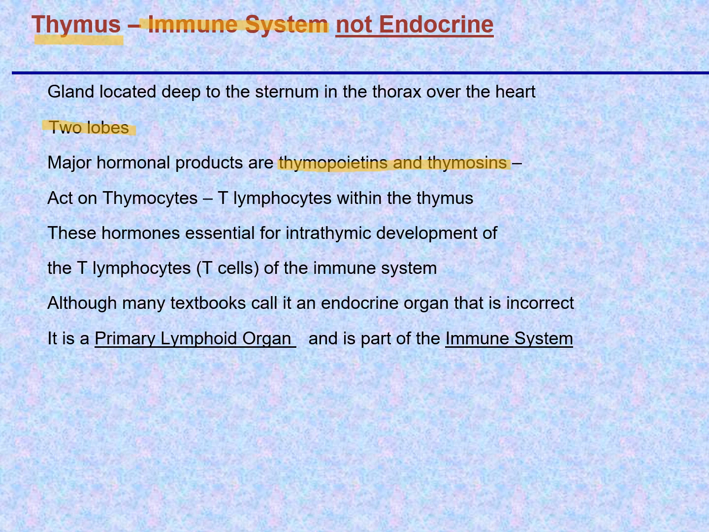The main thing that the thymus does is it acts on T lymphocytes. So this is the site of maturation of T lymphocytes. The hormones that are produced, or the molecules that are produced, are for intrathymic development of those T cells. It is in fact considered properly not an endocrine organ, but a primary lymphoid organ, because it's involved in the initial production and maturation of T lymphocytes. So it's part of the immune system.